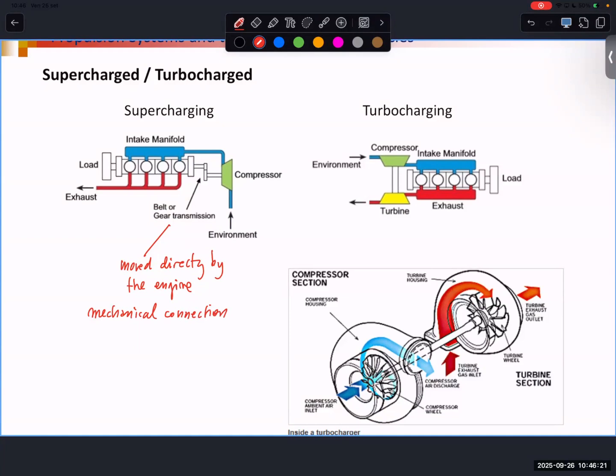Here we have a compressor and a turbine. The two are connected together. So compressor speed and turbine speed are, of course, the same, but there is no mechanical connection between the engine and the element. The connection here is a fluid dynamic connection.